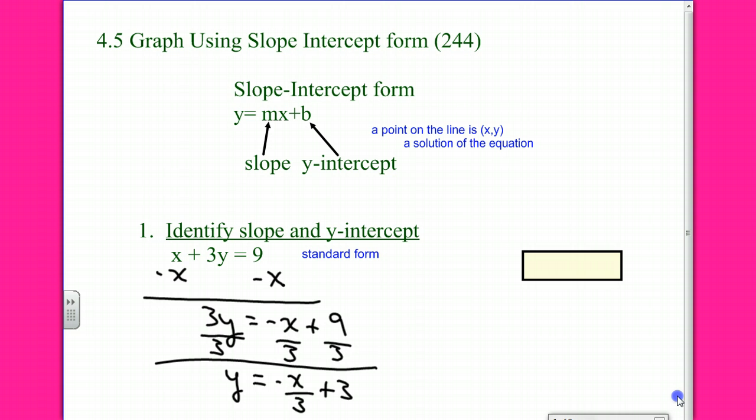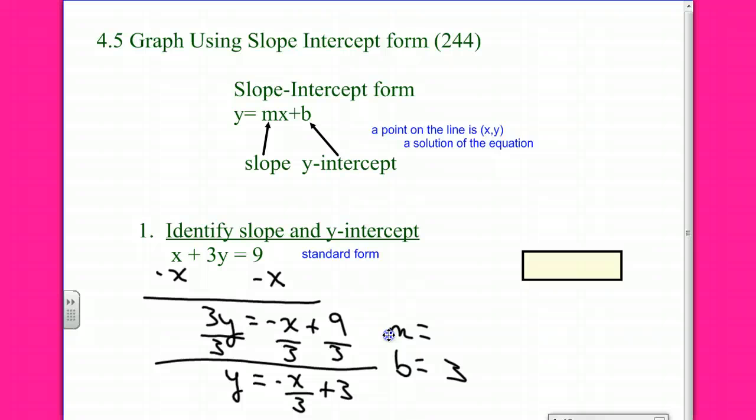Okay, so we need to find both the slope and the y-intercept. It says identify them, and so we'll use the variables that are used in slope y-intercept form. So this is a little trick. The easy one right now is the y-intercept, right? What is the y-intercept, everyone? 3, there it is. All by itself, 3. So this graph has a point at (0, 3) on the y-axis.